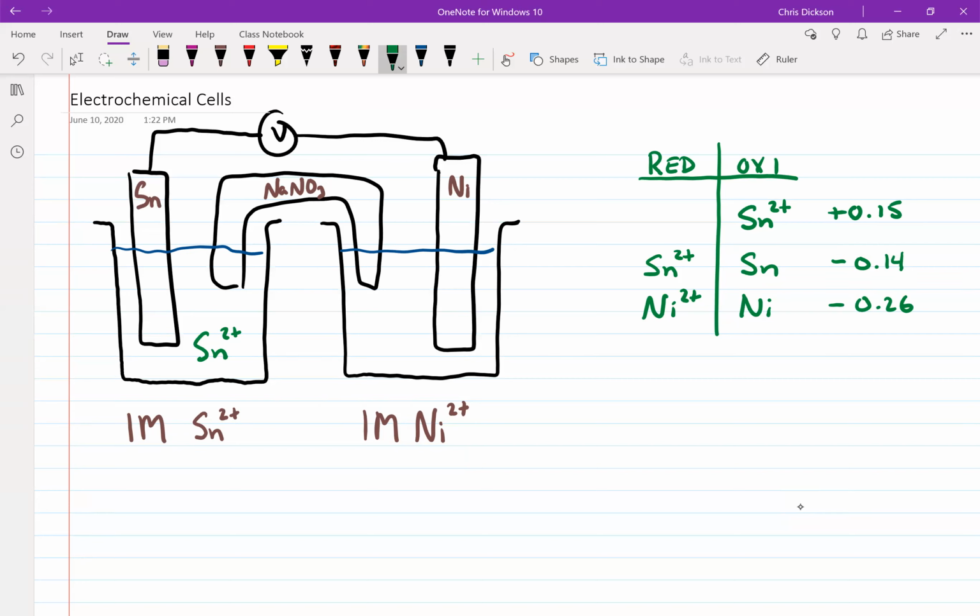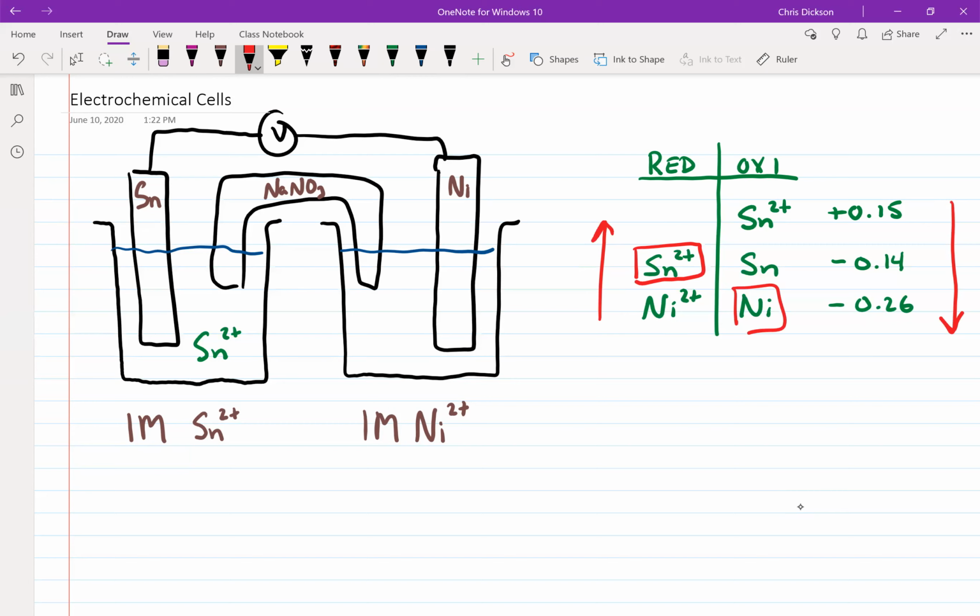I don't want to write tin 4 plus because I don't have any tin 4 plus. So I want to make sure I only write the chemicals that I actually have on here. Okay. So in order for us to have a redox reaction, you have to have something get oxidized and something that can get reduced. So the reduction chemicals are on this side. So we're going to look at, I used to call them oxidizing agents. Highest one up would be the tin ions, and then the lowest one down here would be the nickel metal.